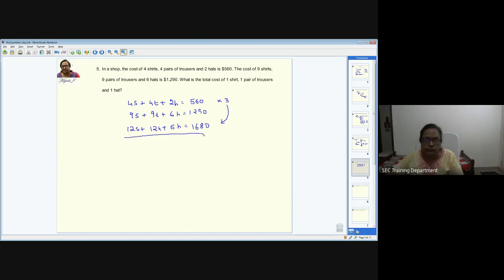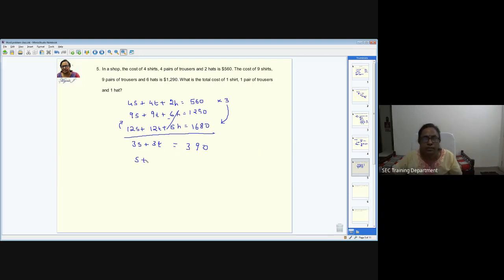Now this value seems to be bigger and this is smaller. So what I do is subtract this from this. When I subtract, 12 minus 9 is 3S. 12 minus 9 again is 3T. And the H term will get cancelled because we are subtracting. Here, 1680 minus 1290: 0 minus 0, 8 minus 9, so you have to borrow 1, 18 minus 9 is 9, 5 minus 2 is 3. So you know that 3S plus 3T equals 390.